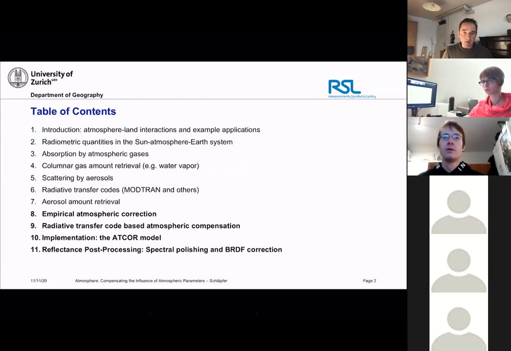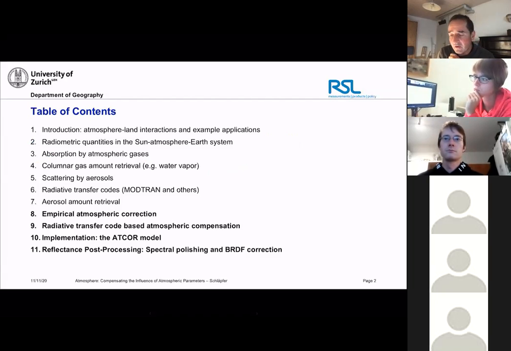So first I'll talk a little about empirical corrections, and secondly about radiative transfer code atmospheric compensation. So sometimes it's also called physical and empirical, but I'll come back to that. I don't like the term physical in this context. And I'll go into implementation of that. We'll focus on the ATCOR model, come back to that later.